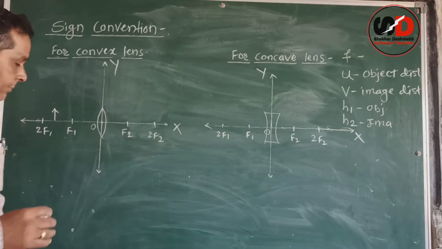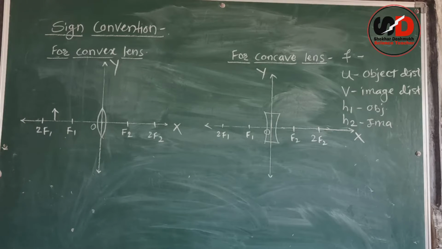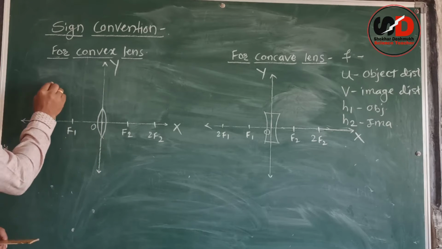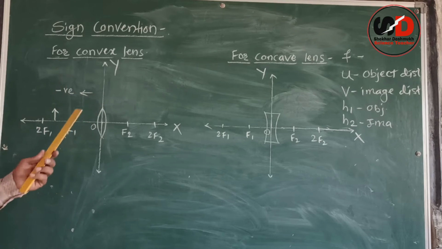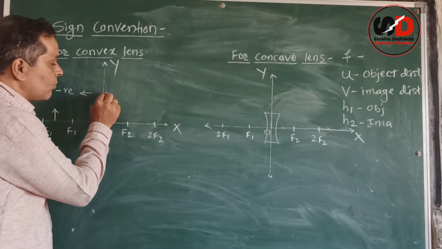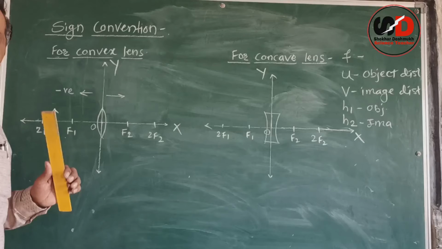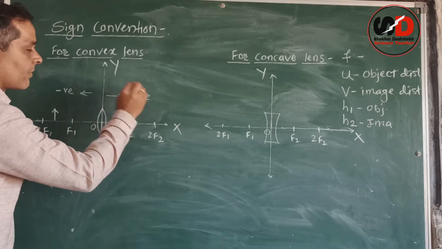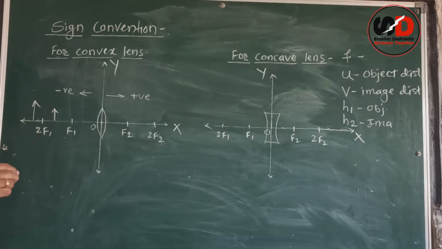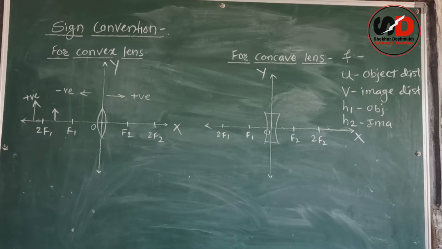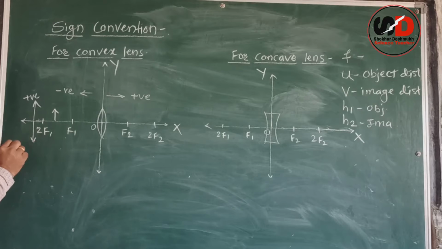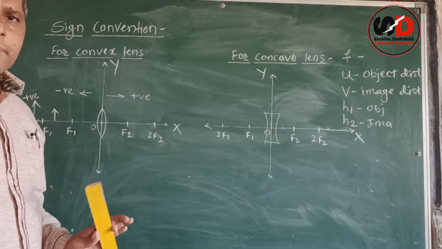The object is always upright, that means it is above the principal axis, and therefore all the distances measured parallel to the principal axis and to the left of the lens are always taken as negative. The distances measured to the right of the lens and parallel to the principal axis are taken as positive. One more thing, all the distances perpendicular to the principal axis and above the principal axis are always taken as positive, whereas all the distances measured perpendicular to the principal axis and below the principal axis are taken as negative. Just keep it in mind.